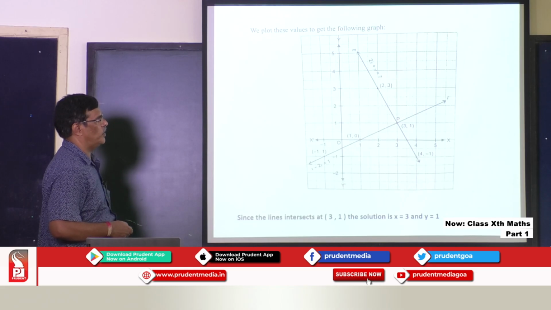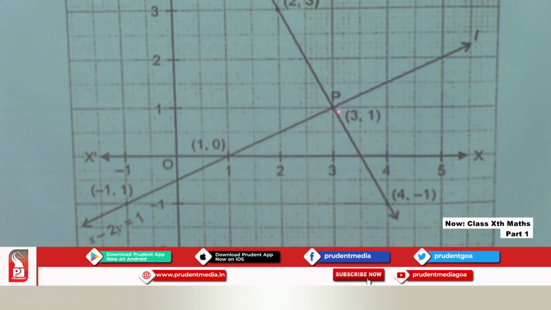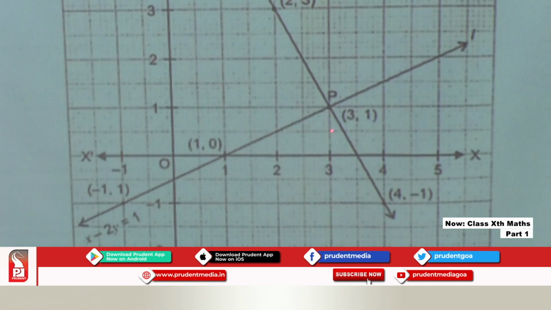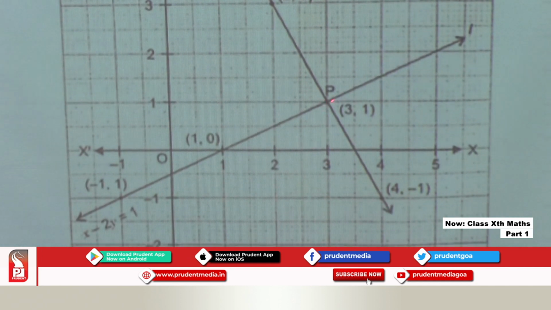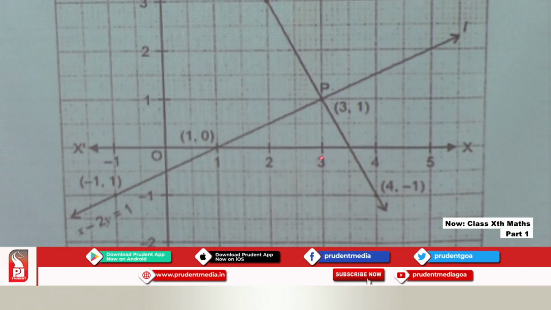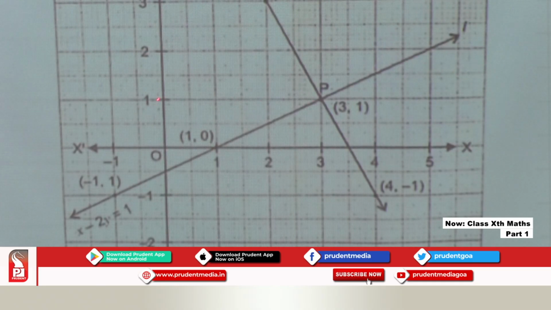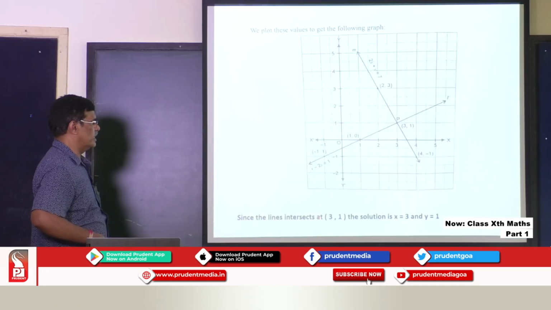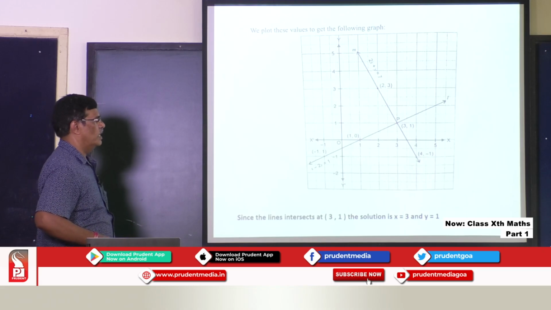Now if you look at this point P, from this point P, see the x value is 3. See the y value is 1. So what is the solution here? Solution is x is equal to 3, y is equal to 1. And since the lines intersect at 3, 1, the solution is x is equal to 3 and y is equal to 1.